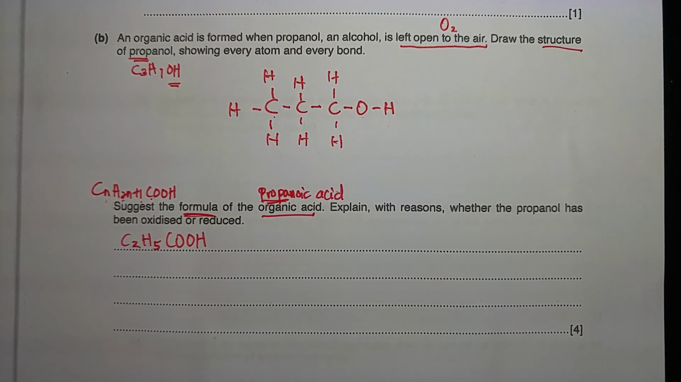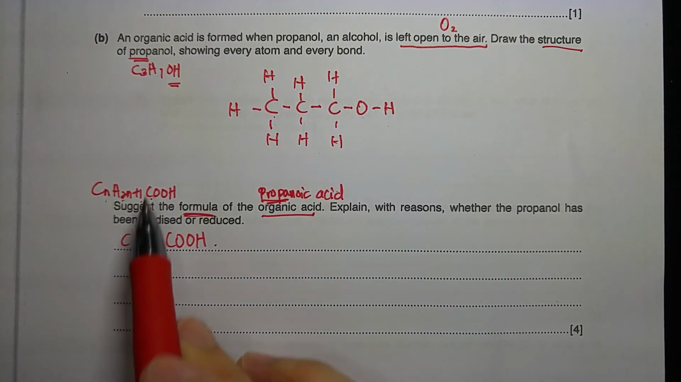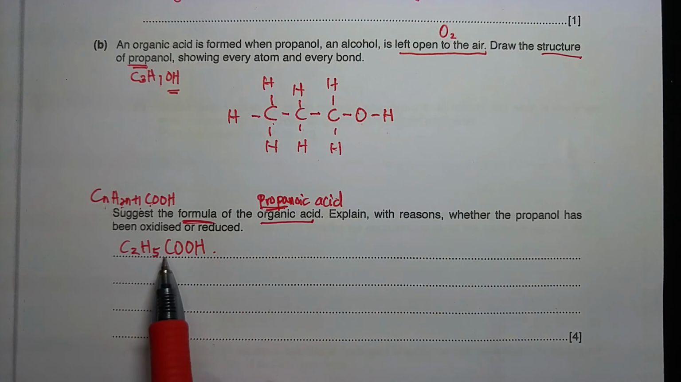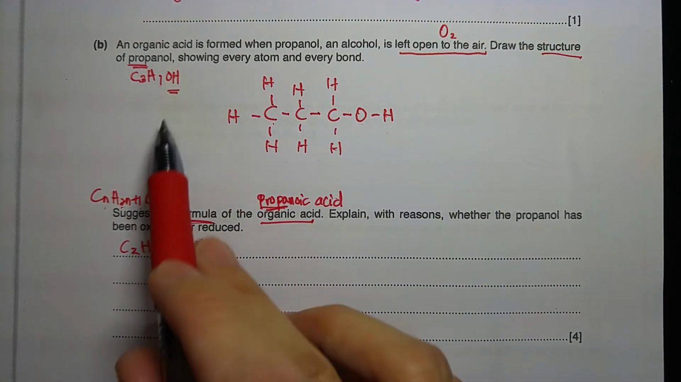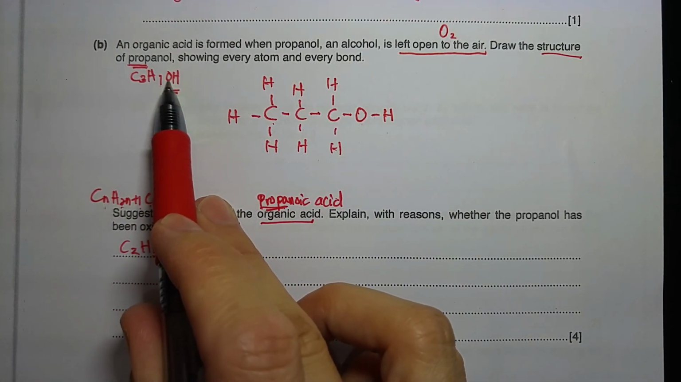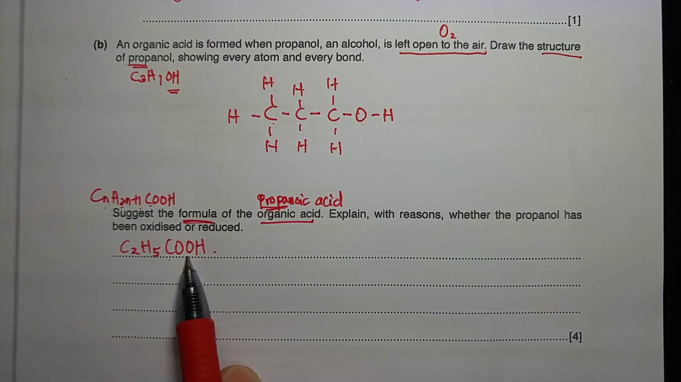Explain with reasons why the propanol has been oxidized or reduced. Now, if you compare these two, this is propanol, this is propanoic acid. What is the difference? The difference is this one has one oxygen atom, this one has 2 oxygen atoms. So propanol has been oxidized because it gains 1 oxygen atom to form propanoic acid.